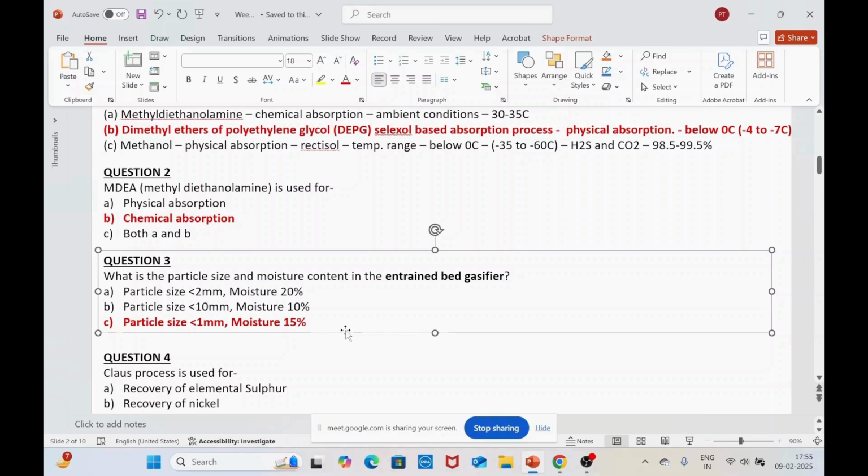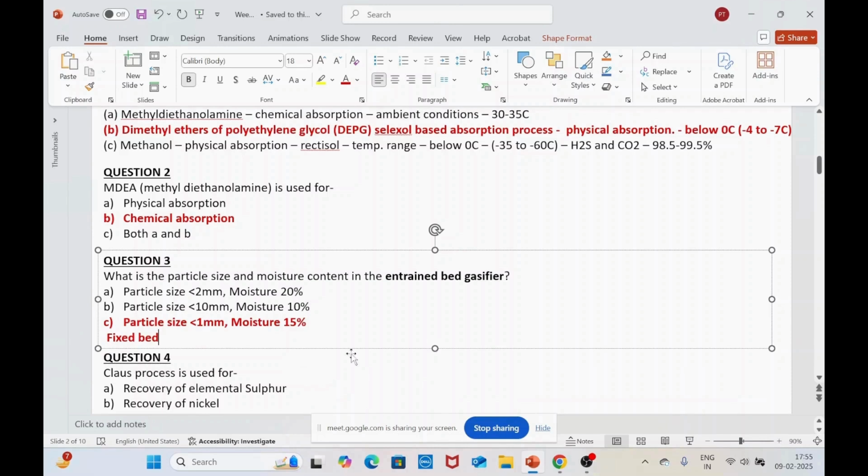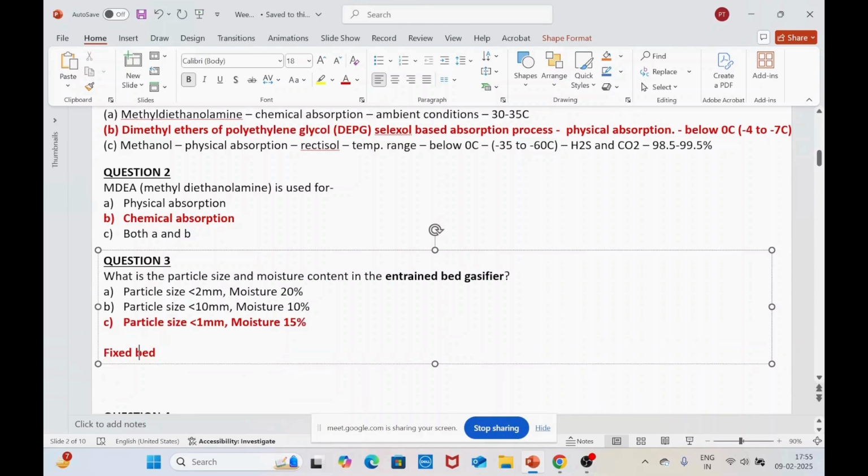What about the rest two? That is your fixed bed and the fluidized bed. Let me add one extra space here. Fixed bed, and the next one is fluidized bed. So what about these two? What should be the particle size and what should be the moisture percentage?